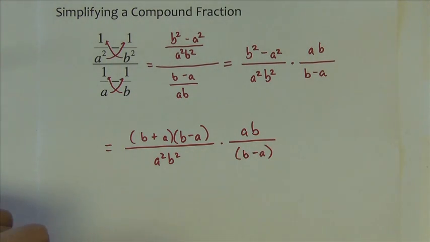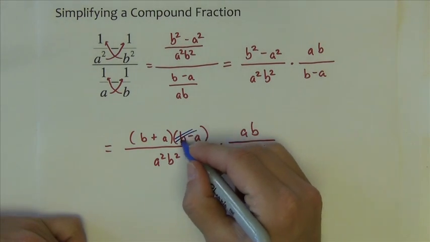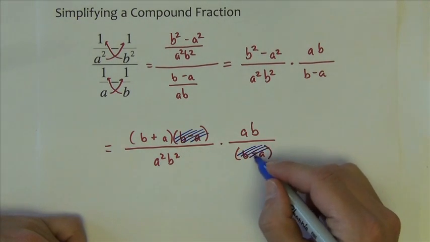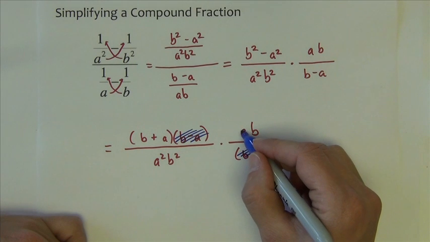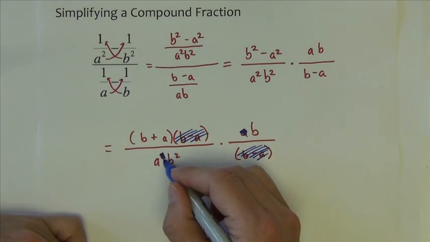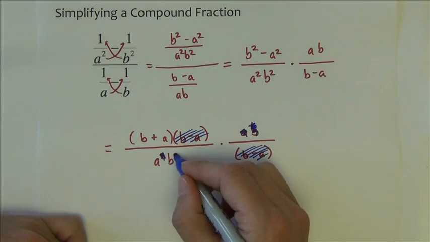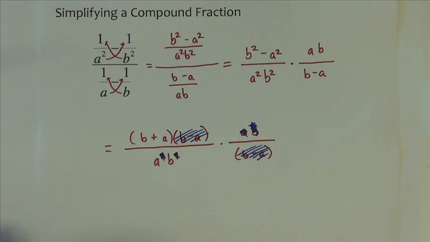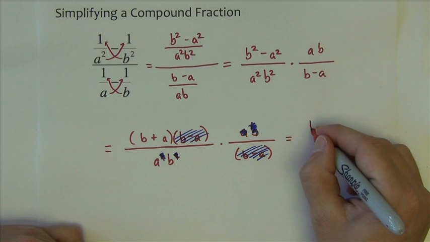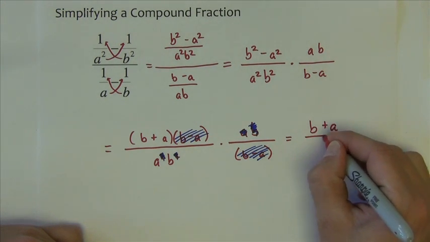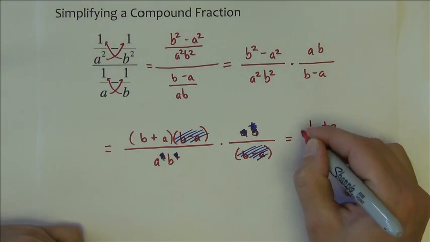But just that little bit of factoring allows me to reduce this fraction. B minus a cancels out b minus a. Of course, one of these a's takes out one of these. This b takes out one of these. And we are left with a reduced fraction that is b plus a over ab.